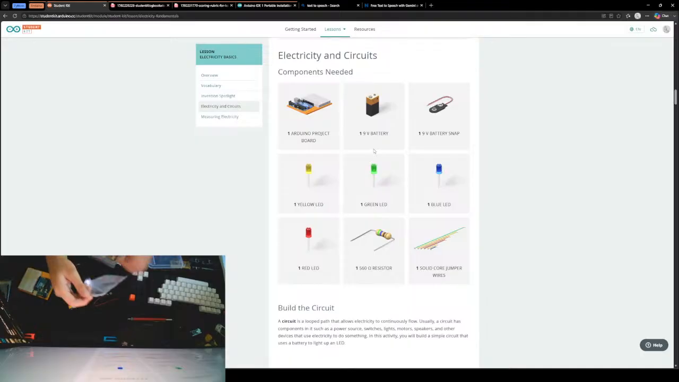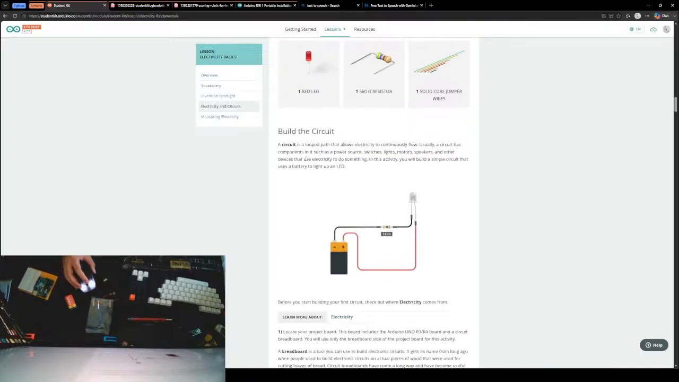Is everything I need for this in this bag? One yellow, one red, one green, one blue. Green, blue, brown. Yeah, it's these. And then I need one solid jumper wire, of course. So whatever these are. Move that to my left. Build the circuit. A circuit.